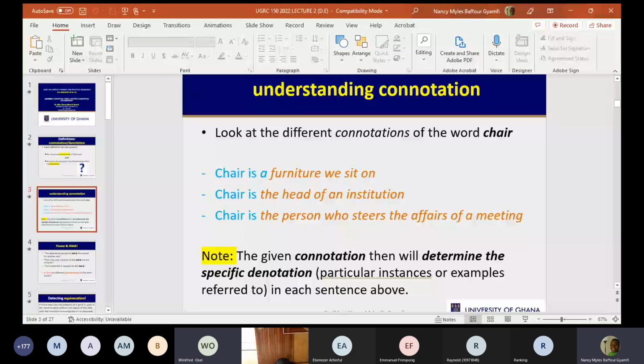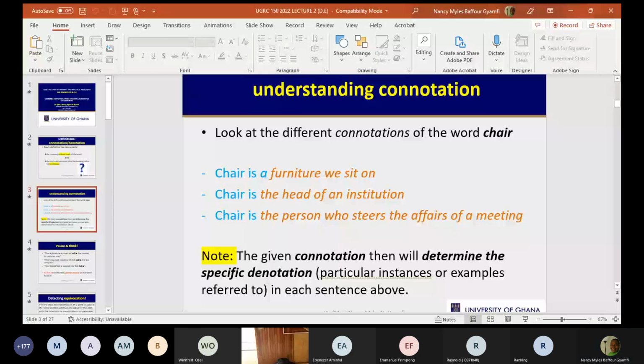Chair is a person who chairs the affairs of a meeting. Okay, so these are three different meanings that we give to one word. The word is chair. But when I say chair, it could mean the furniture we sit on. It could mean the head of an institution. It could be the person who steers the affairs of a meeting. So these are three different connotations of the word chair. Three different meanings of the word chair.